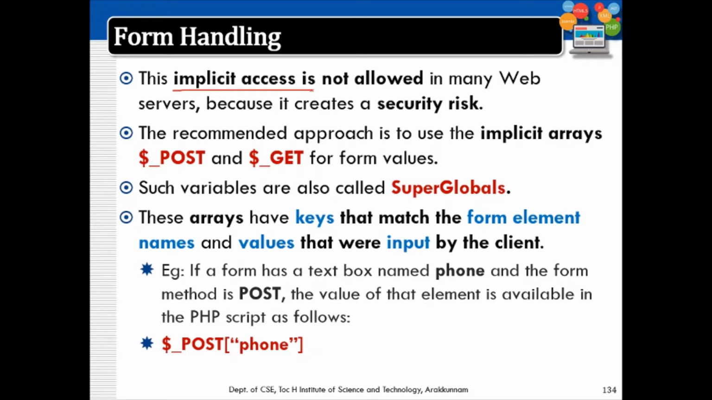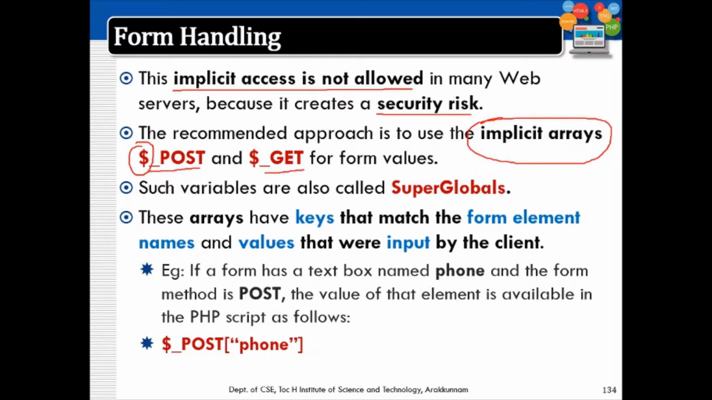But this implicit access is not allowed in many web servers. Actually we can access it, but it is a big security risk. So the recommended approach is to use implicit arrays. There are two implicit arrays in PHP. One is the $_POST array and the other one is the $_GET array. The dollar symbol of course is used to precede any variable name. So remember these two are arrays.